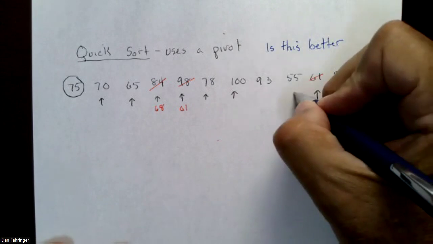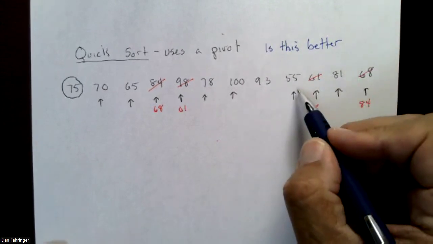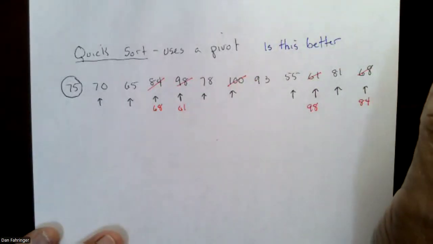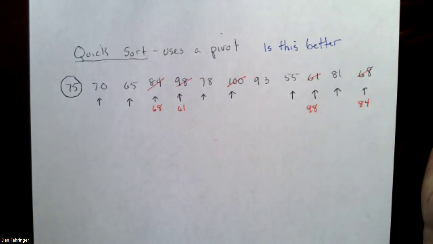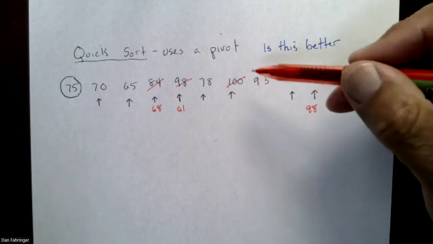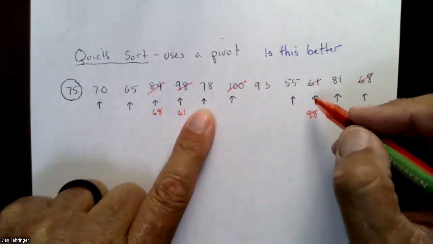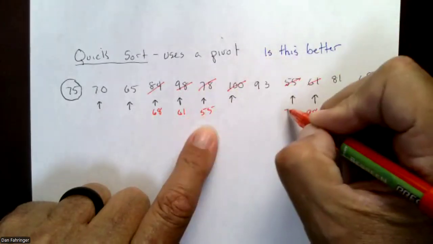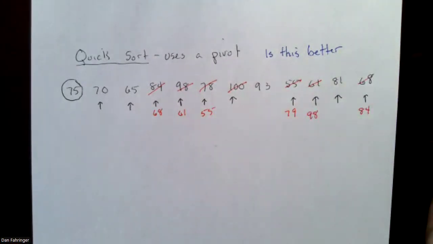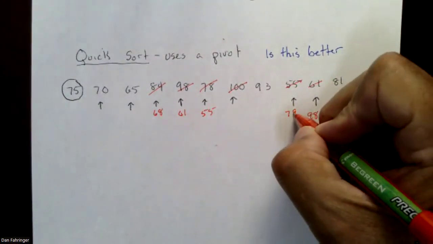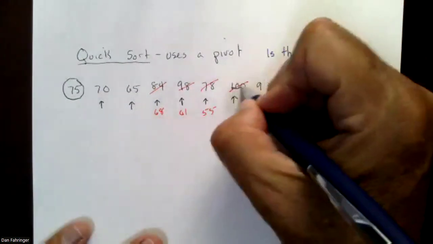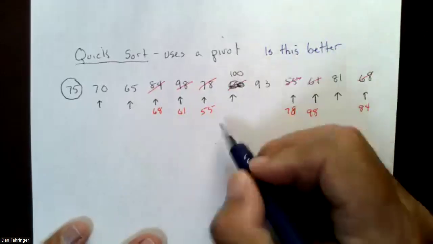I go to the end. Uh-oh, this is not greater than, so I'm going to swap. What happened with 78? I should have swapped that, shouldn't I? 78 and 55 should get swapped. This should be 55. This should be 78. And I can't make an 8, it looks like a 9. Okay. Then I came to the 100 and stopped.